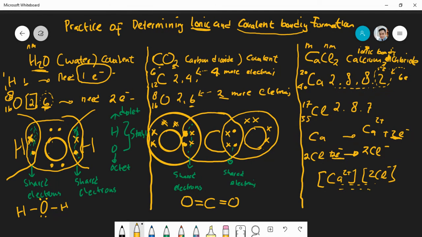There is no need for a dot and cross diagram because, basically, they are just like that.